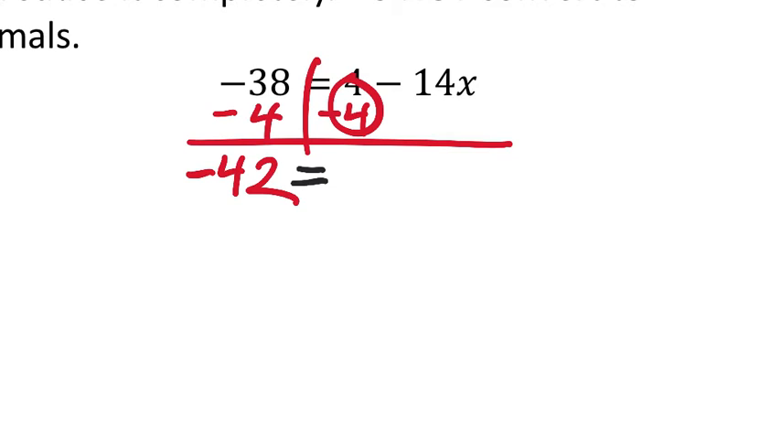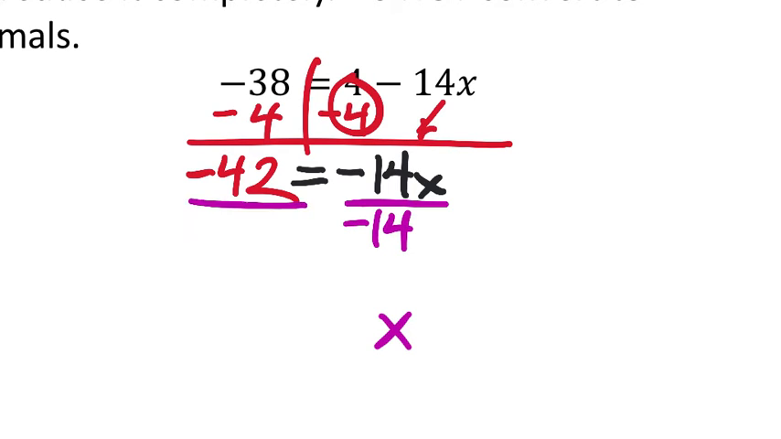And this is going to equal, we already zeroed out the 4, right? So I'm going to drop my negative 14x there. So now this reads negative 42 equals negative 14x. And what do I need now? I want 1x, not negative 14x's. So I'm going to divide it by the coefficient, negative 14. If I do it to one side, I must do it to the other side. Looks like x is going to be 3 on that one.